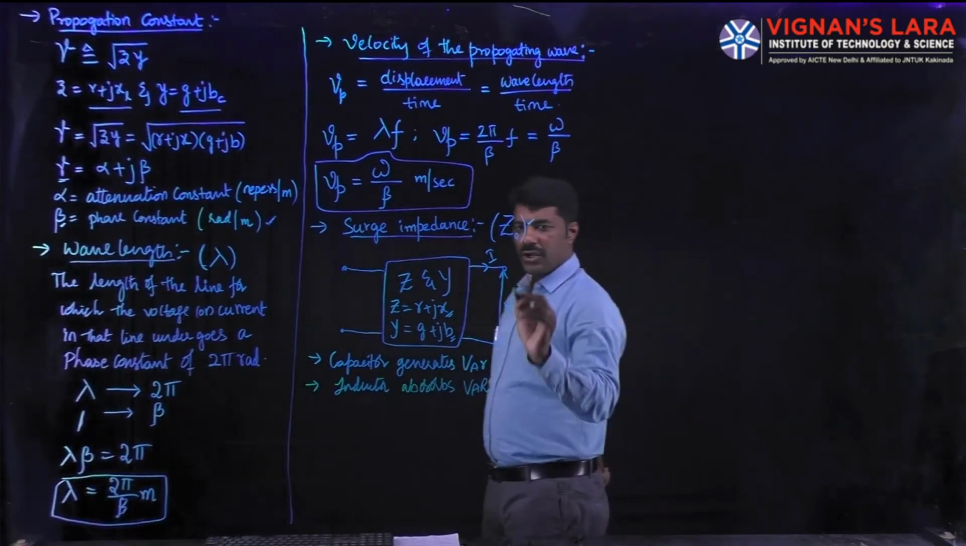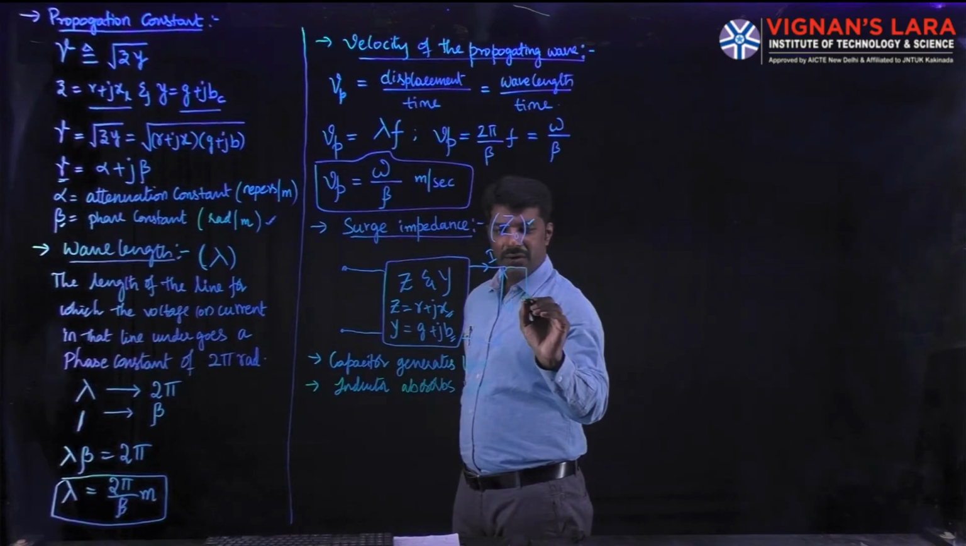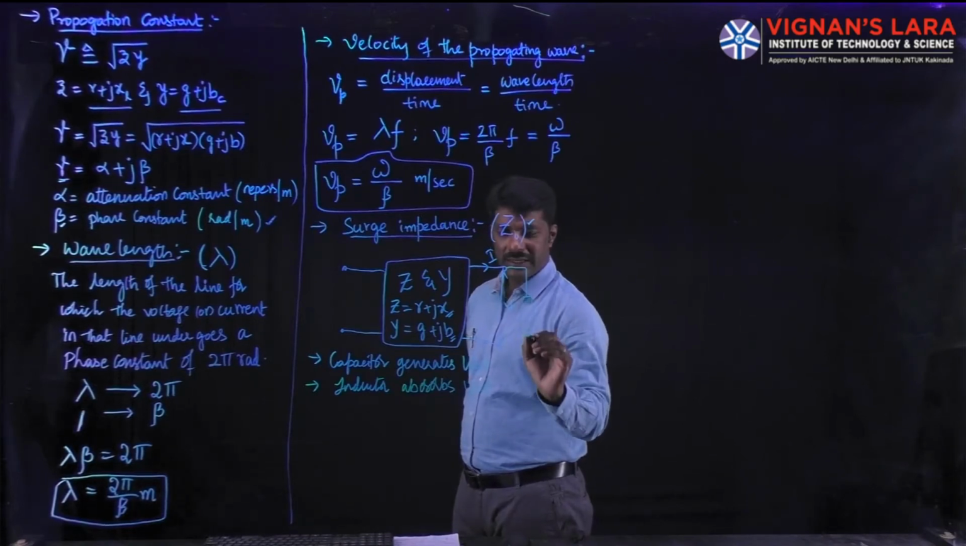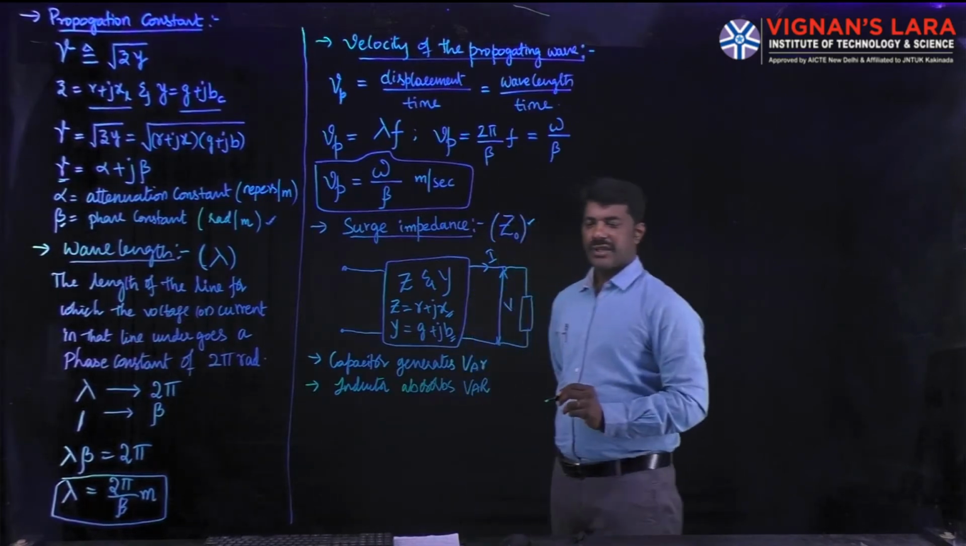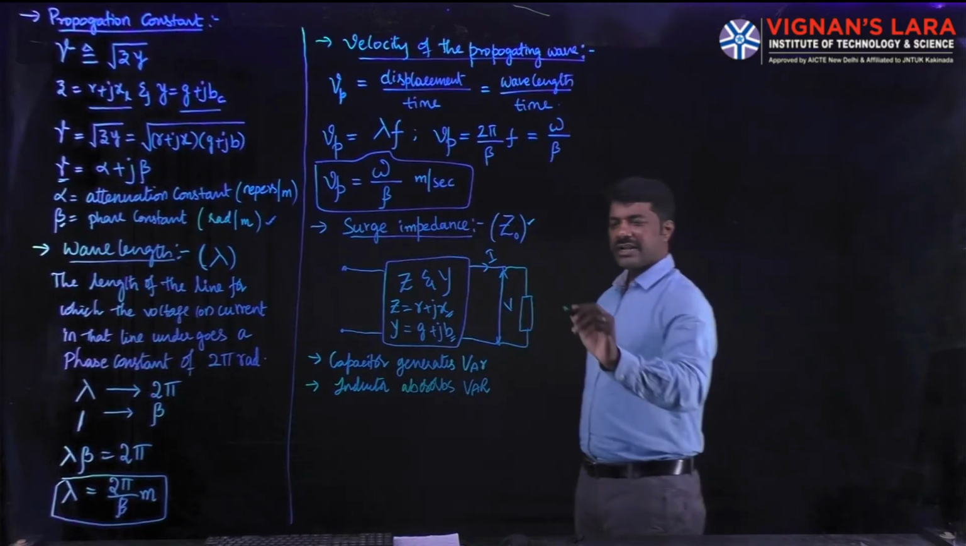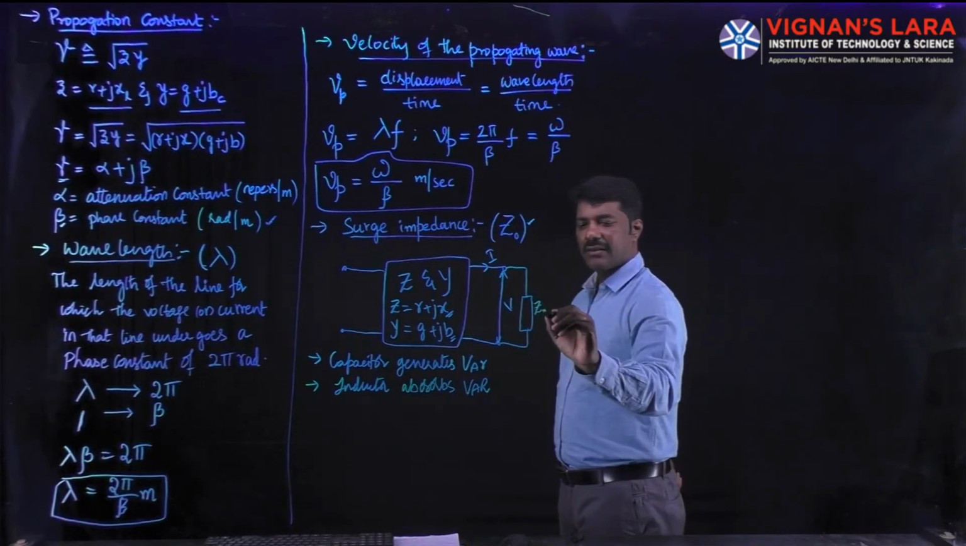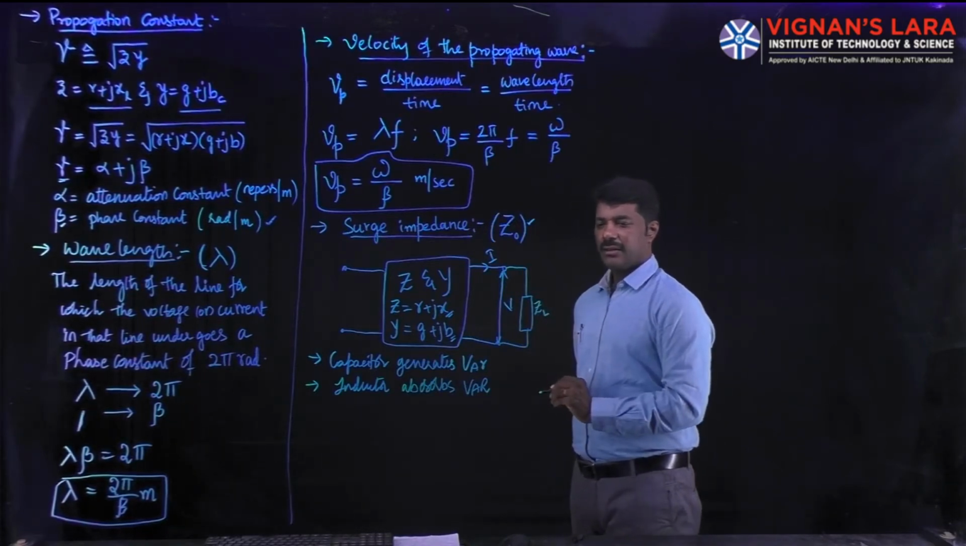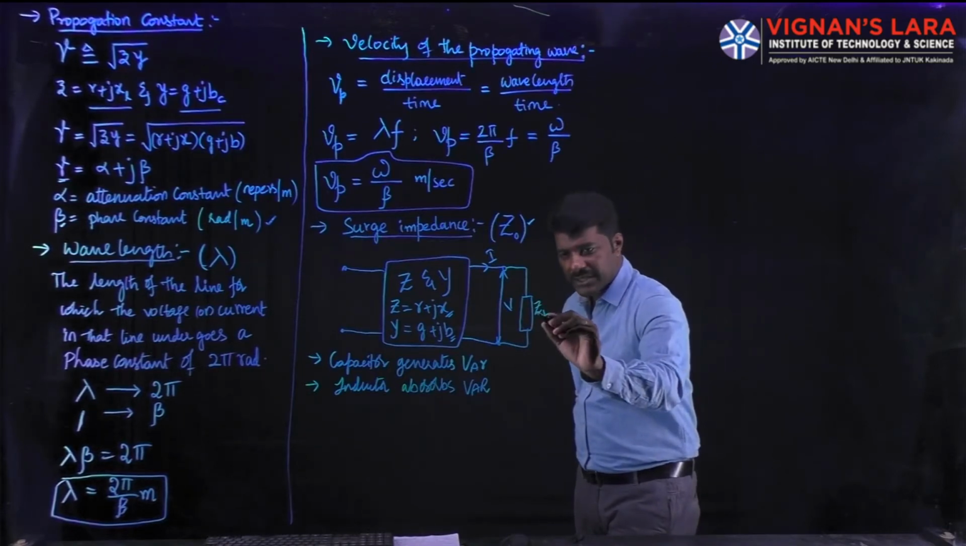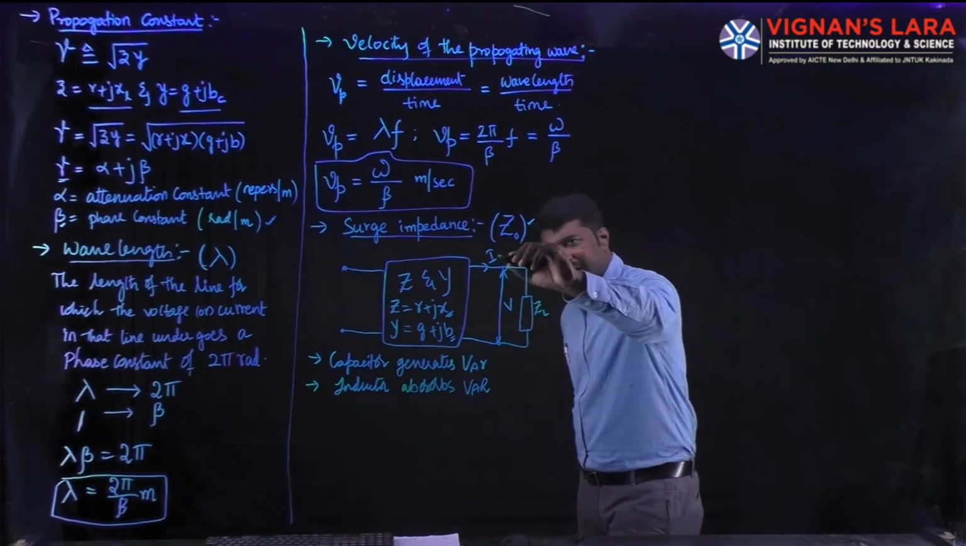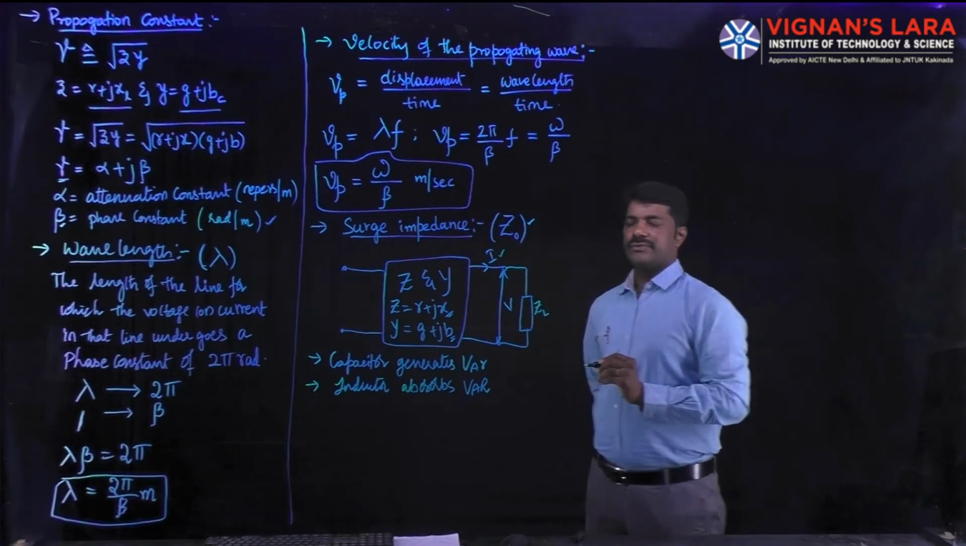So var generator and var absorber. Okay. So here I want to fix a load on the receiving end side. Let me call it ZL, load impedance ZL. So depending upon this load impedance ZL, the current I will be decided. Okay.